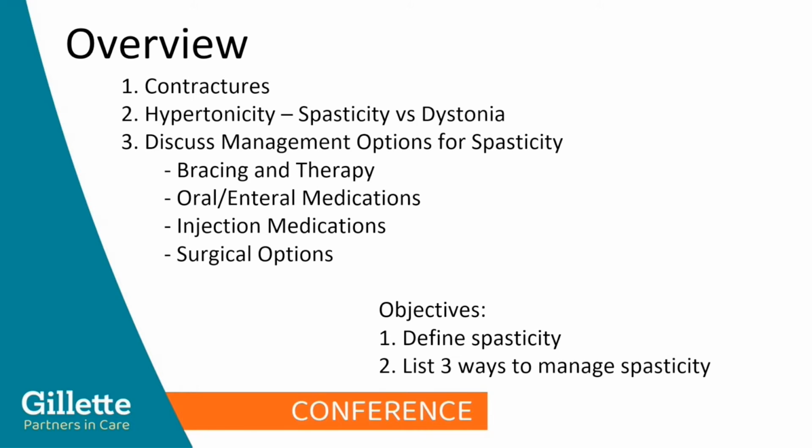So we're going to start by reviewing what the definition of a contracture is, and then we're going to spend time going through the definition of hypertonicity, spasticity, and dystonia specifically, and then spend the majority of the time talking about different ways to manage or treat spasticity, things like bracing and therapies, oral medications, injections, and surgical options. The two objectives for today are for you to be able to define spasticity and to list different ways to manage it.